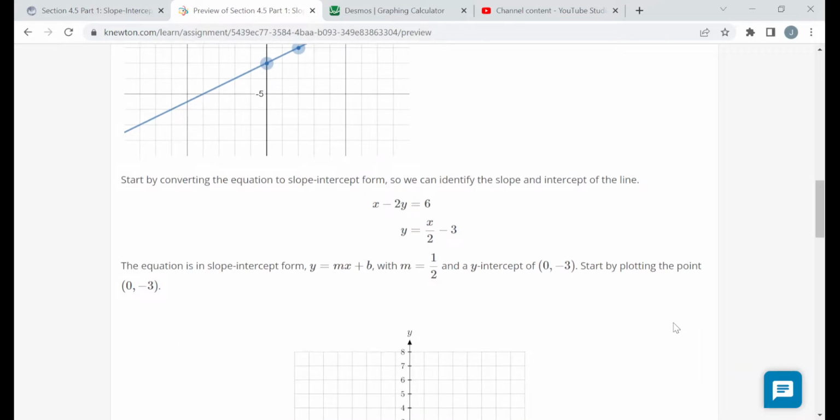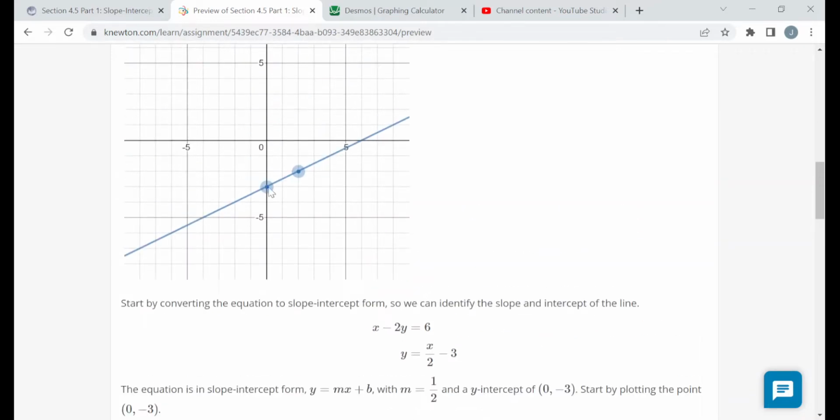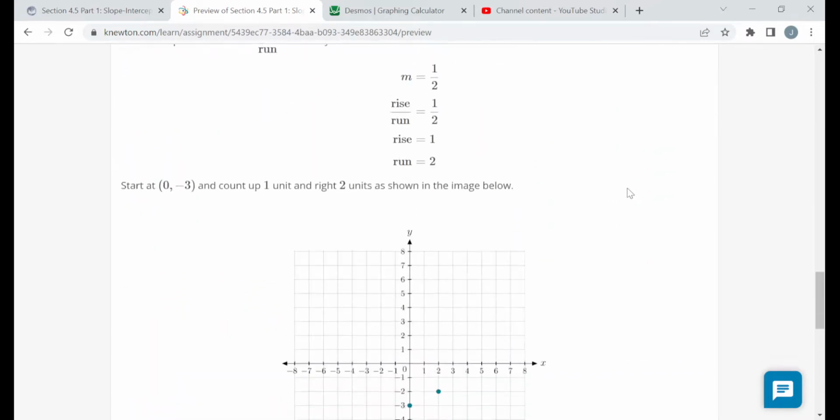Okay. Now you see they use the slope. They have 0, 3 plotted, and then they go up 1, right 2, and there's 2, -2, like I had in my drawing. But again, you keep going up 1, right 2, up 1, right 2, up 1, right 2, or down 1, left 2, down 1, left 2. Either way, as long as you're on the same direction and the same line, you're still going to land on the line, and it's good.